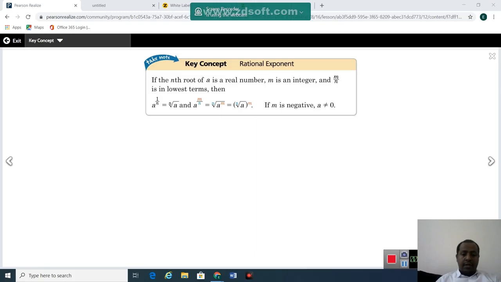Here, as you can see, 1 over n is rational, with the denominator n. This n is the index for the radical a. The denominator n is the index for the radical. In this case also, where the numerator of the rational is different from 1, which is m in this case, the denominator is n, and again, n is the index for the radical expression. This is a very important concept that you have to keep in your mind.